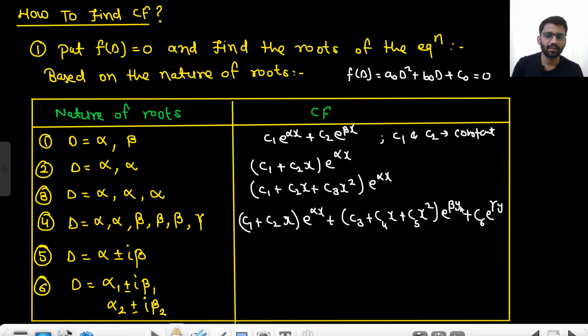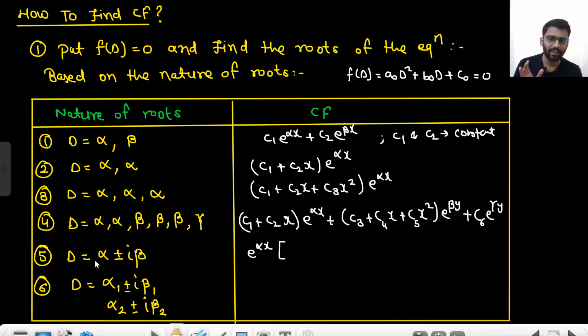Are you getting this point? Okay, two same, then C2 into x; three same, then C4 into x plus C5 x square; and none same, only once it is there, so simply the constant into e to the power gamma x. Similarly here. Okay, you need to remember it.